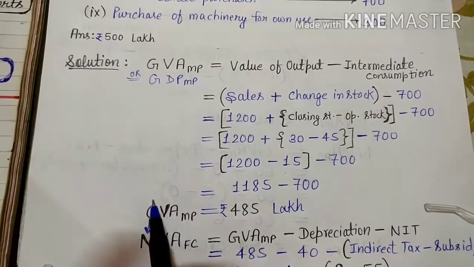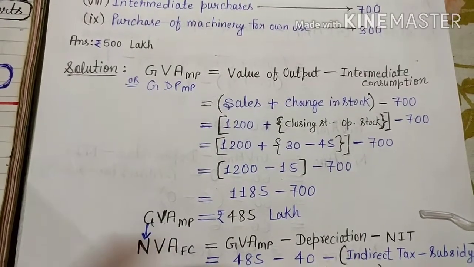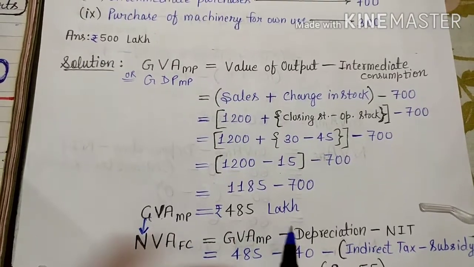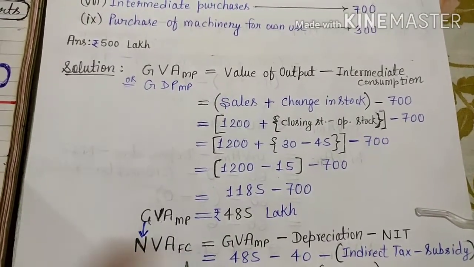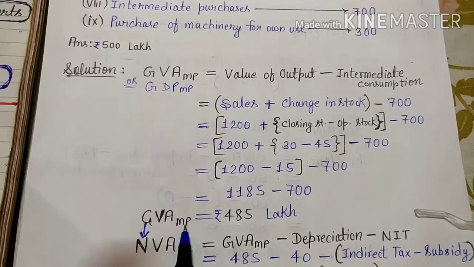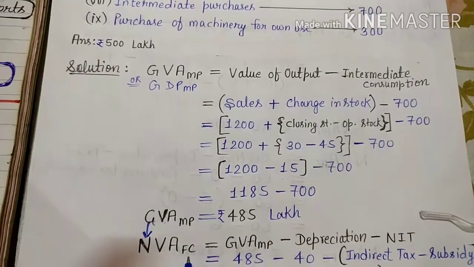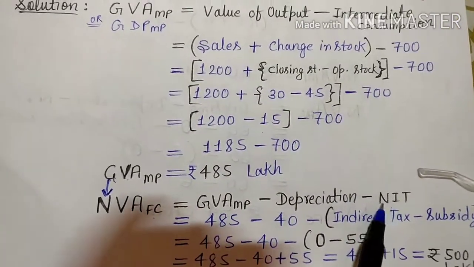Okay, so if we are converting gross to net, we have to subtract what? Depreciation. So I have written GVA at MP, this one, minus depreciation. V is same, A same, MP here and FC here. It means we have to convert this MP into factor cost, which means market price to factor cost. So it means that we have to subtract net indirect tax.